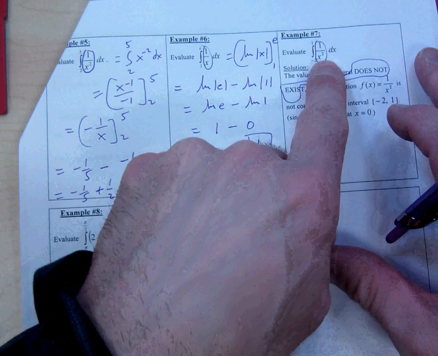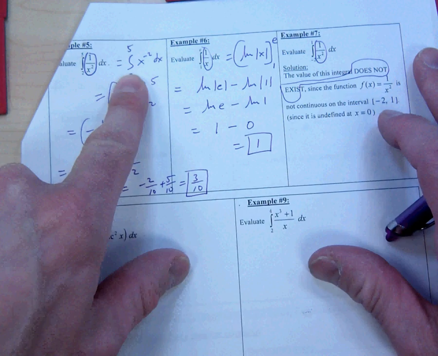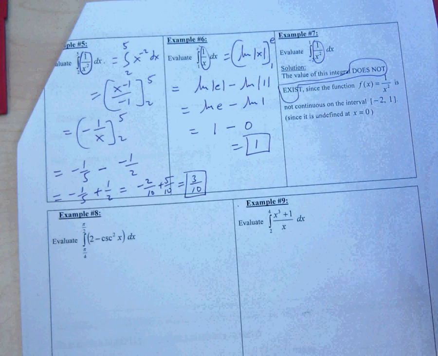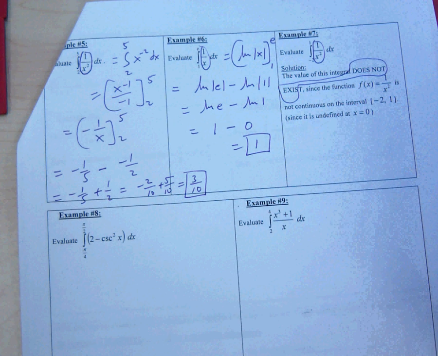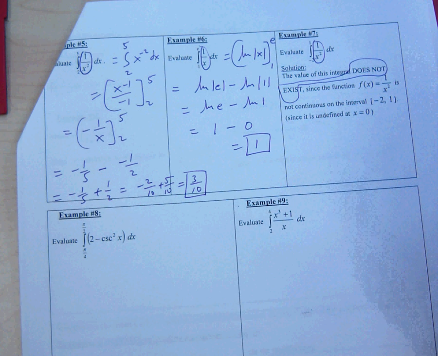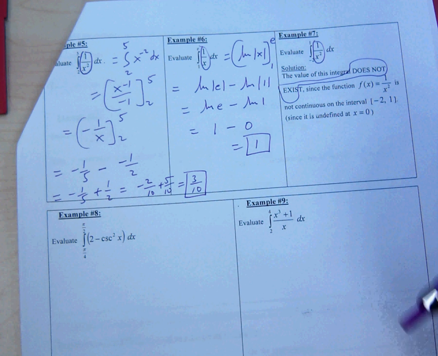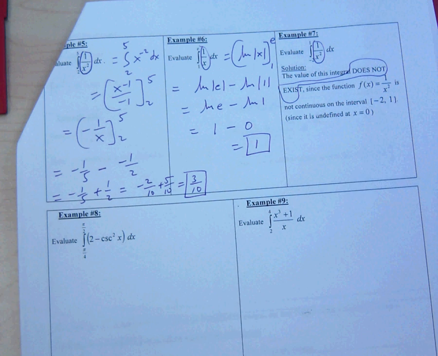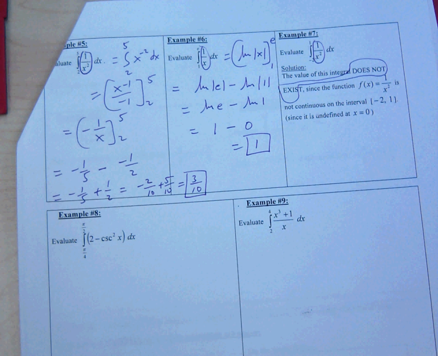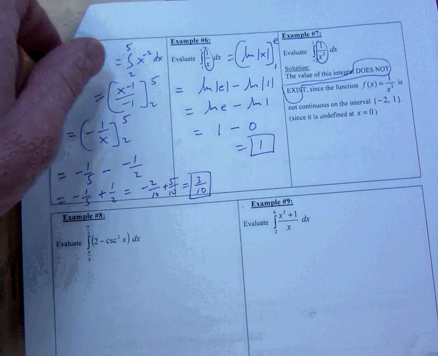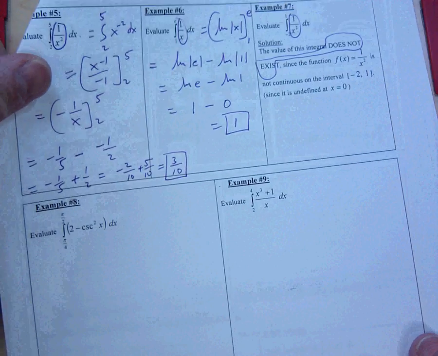So if I wrote that like this, like I did back in example 5, it would have worked. I would have gotten a number, but that number would be invalid because the function is not continuous on the interval. You understand how you've got to be careful about that? So I guess what I'm saying is this: if there's a variable in the denominator, you better check to make sure the function's continuous before you continue. Got it? That's kind of funny. Make sure it's continuous before you continue.